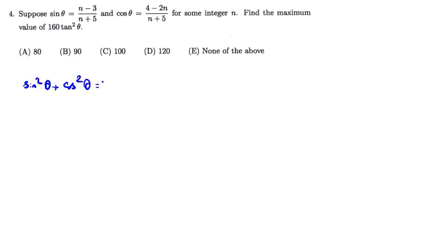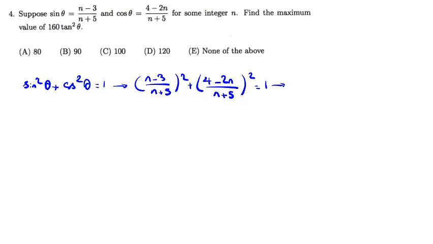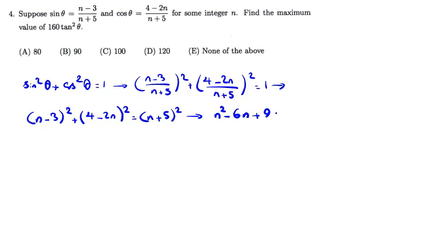So we can say (n minus 3)/(n plus 5) squared plus (4 minus 2n)/(n plus 5) squared equals 1. If we multiply both sides by (n plus 5) squared, it will be (n minus 3) squared plus (4 minus 2n) squared equals (n plus 5) squared. Now, if we expand, we have a quadratic equation then. n squared minus 6n plus 9 plus 16 plus 4n squared minus 16n equals n squared plus 10n plus 25.